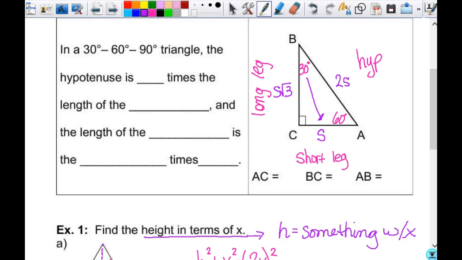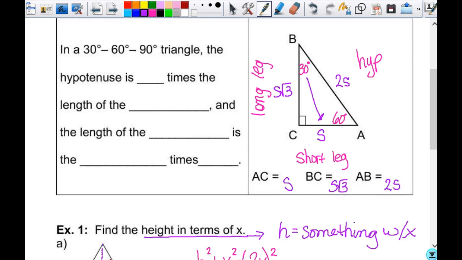If you always label them in that order, now, is S always going to be the bottom of the triangle like this? No, but it's always across from 30, okay? So the length of AC is S. The length of BC is S times the square root of 3. And the length of AB is 2S.